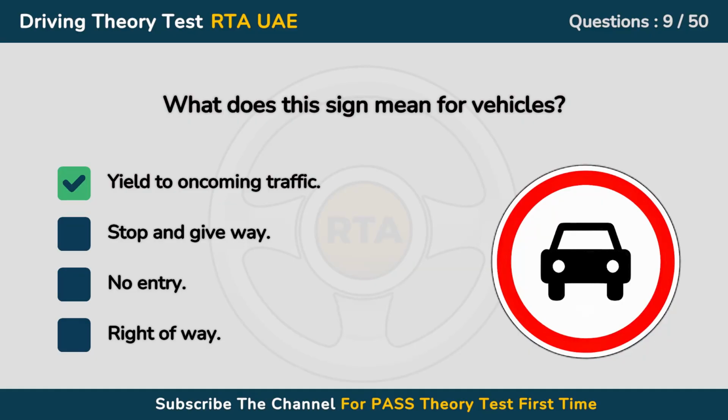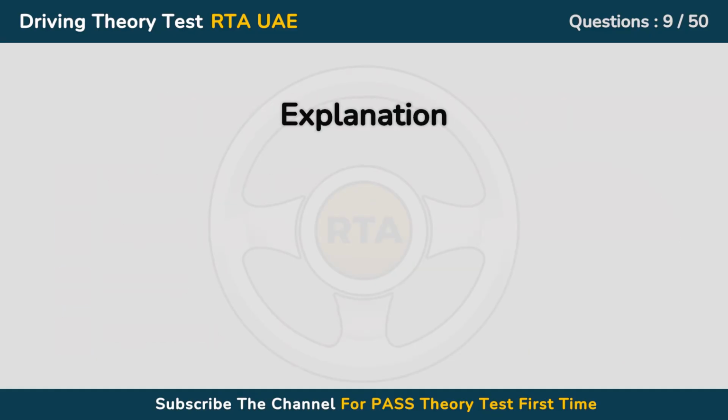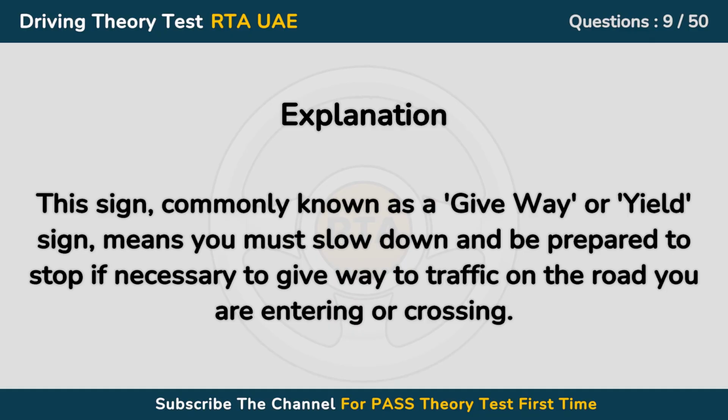Answer is A. Yield to oncoming traffic. This sign, commonly known as a give way or yield sign, means you must slow down and be prepared to stop if necessary to give way to traffic on the road you are entering or crossing.